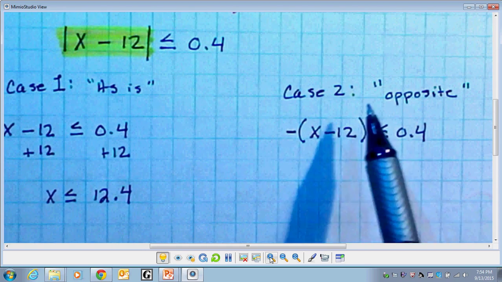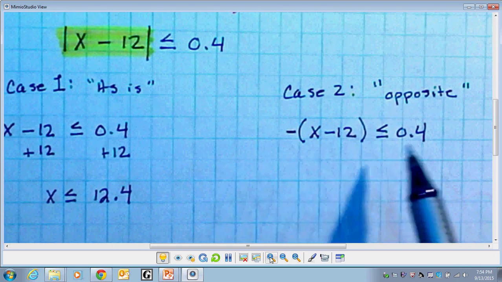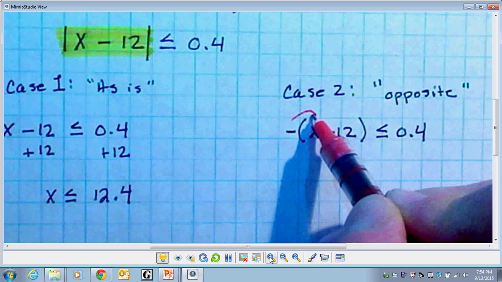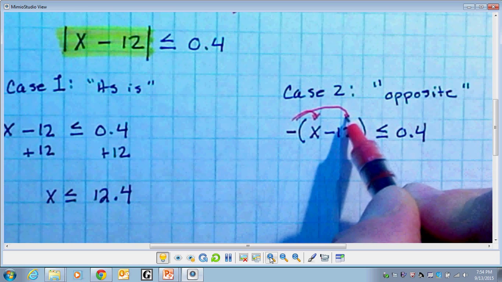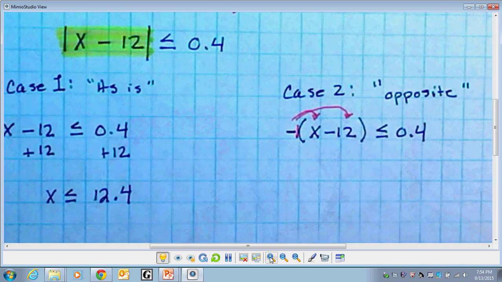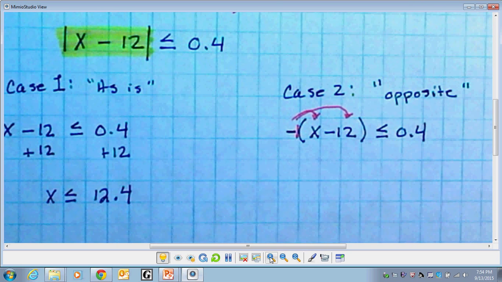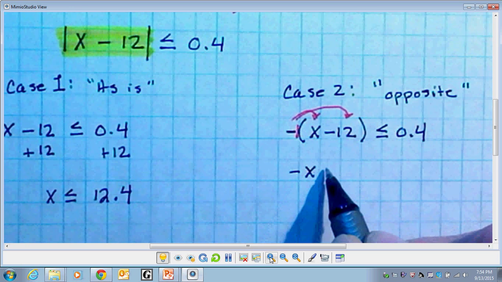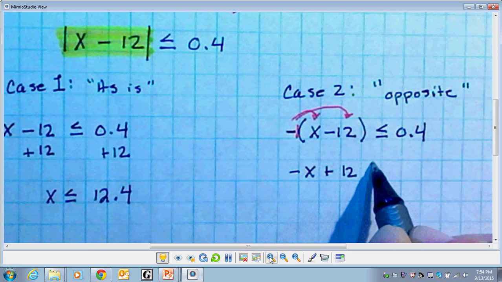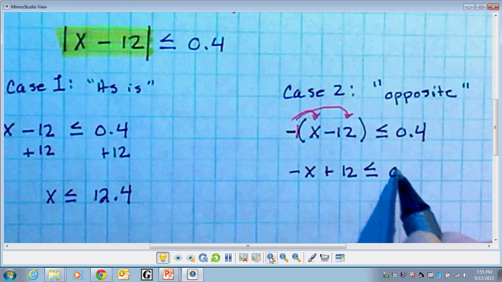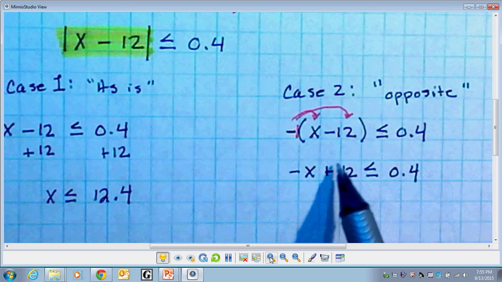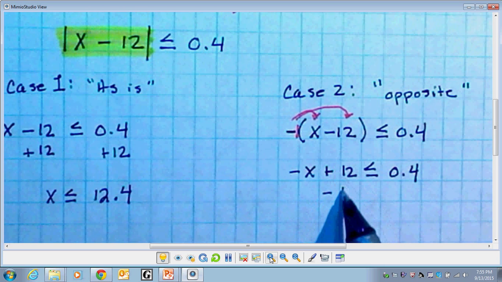So now I have to do the opposite case. There's 2 ways I can do this. A lot of you like to do distribution. So remember that negative is the same as -1. So you can think of that as a -1 being multiplied inside. So that leaves us with negative x plus 12 is less than or equal to 0.4. Okay, so let's go ahead, let's get rid of this 12. That means I have to subtract 12.